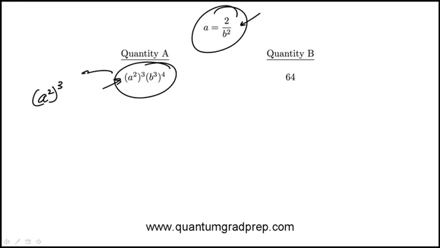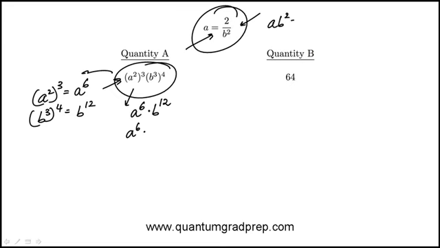A squared to the third would be A to the sixth, multiplying those exponents, and B cubed to the 4 would be B to the 12. So this expression is equivalent to A to the 6th times B to the 12. Now the key is I need to somehow relate this to this expression. And if I actually multiply both sides by B squared, this is AB squared equal to 2.